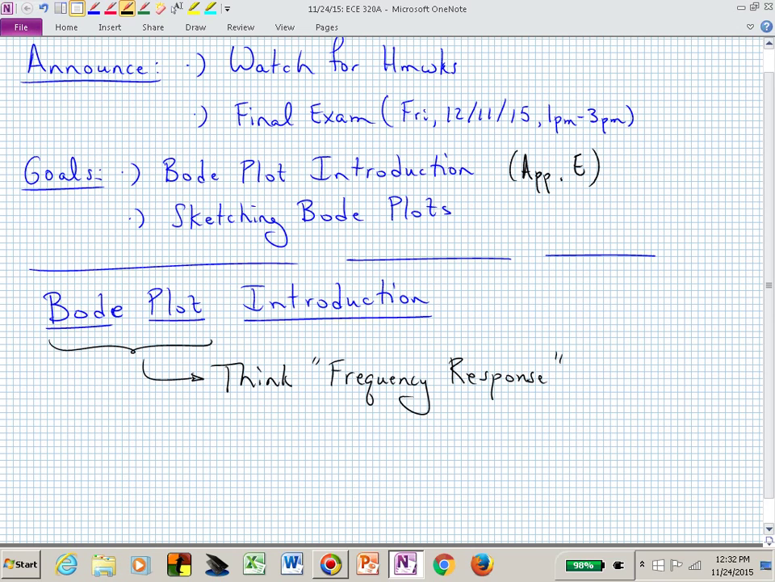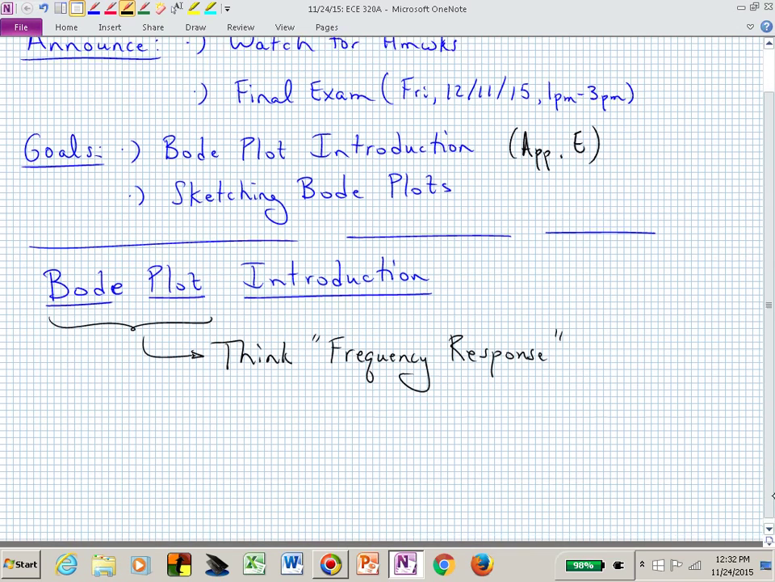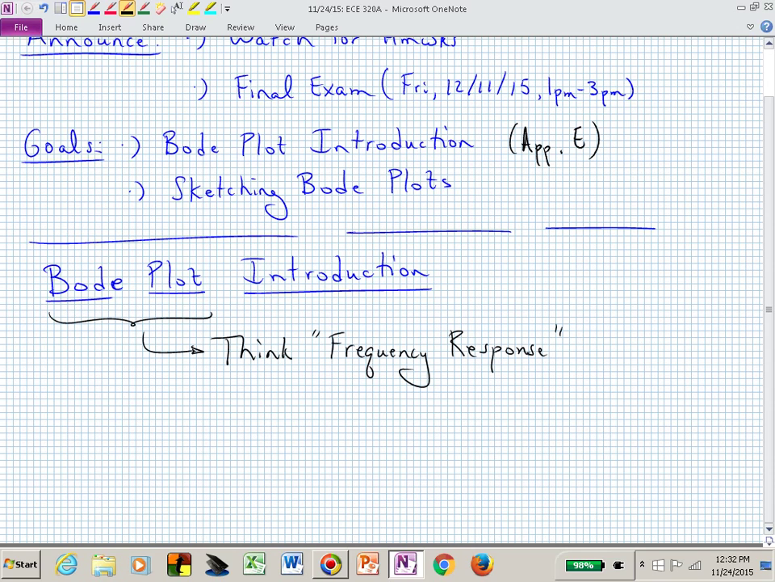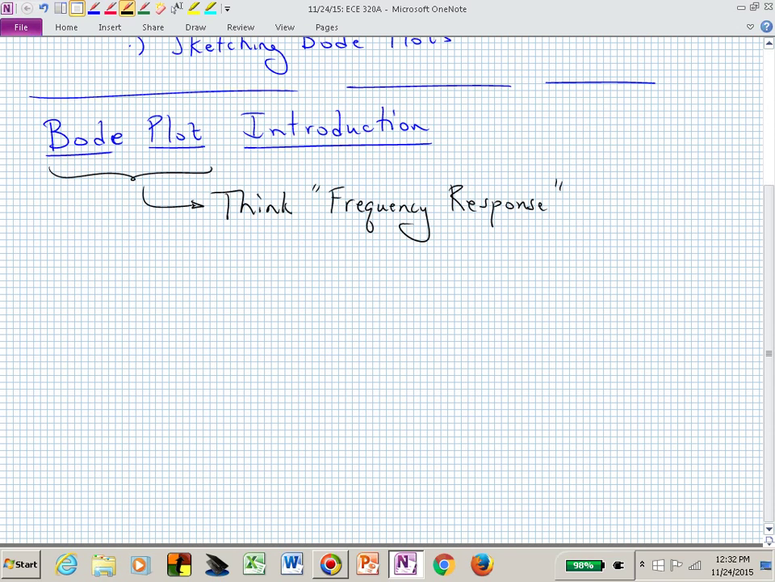It's mandatory, the final. All right, let's get into Bode plots.